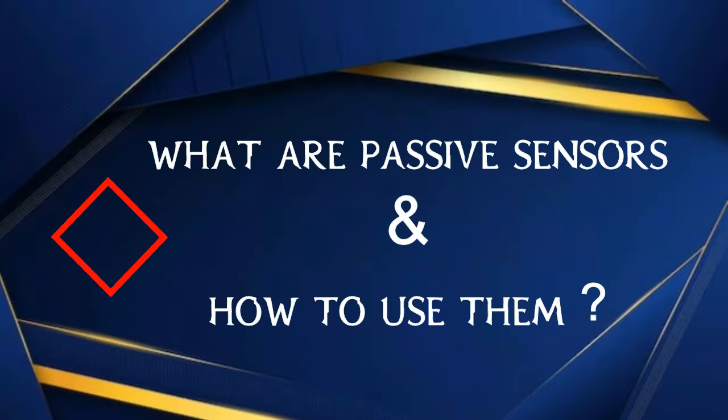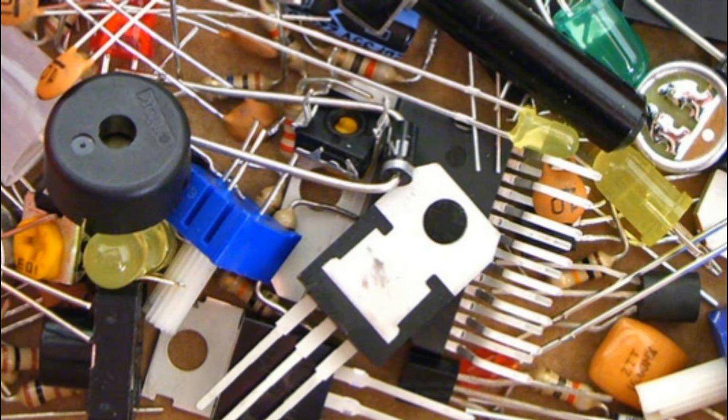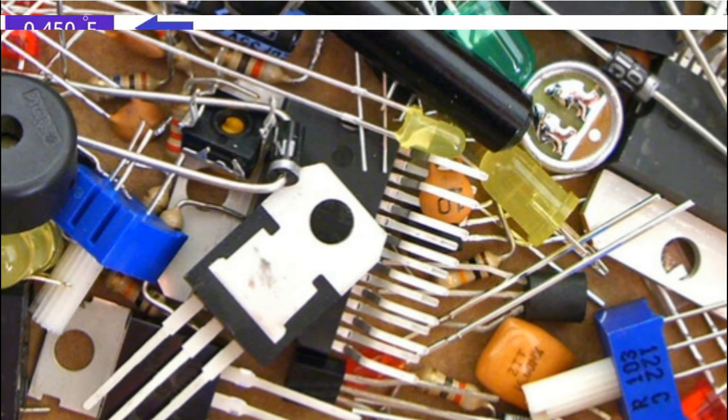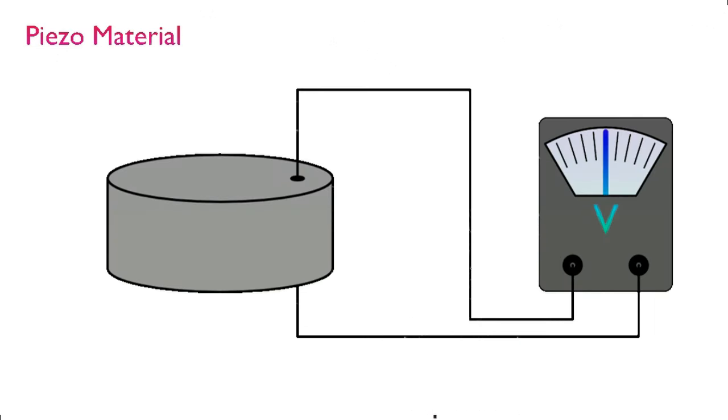What are passive sensors and how to use them? Passives in general within the electronics community are devices that do not drive or transmit power or signals. Passive sensors do not control electricity directly and do not require external power sources to accomplish control of an electrical signal.